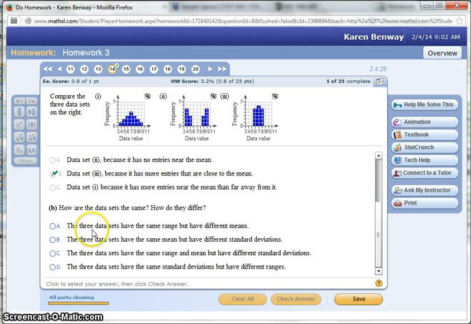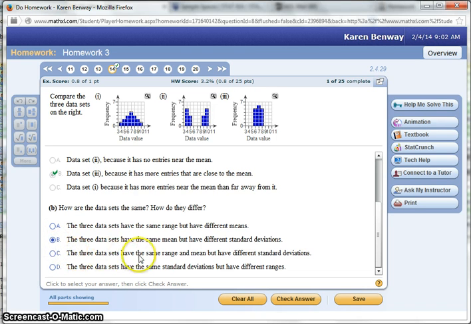Okay, so how are they the same? How do they differ? The 3 data sets have the same range but different means. We know that they don't have the same range, and they do have the same mean, so that was definitely wrong. 3 data sets have the same mean but have different standard deviations. That's true. But just to make sure, let's check the other ones.